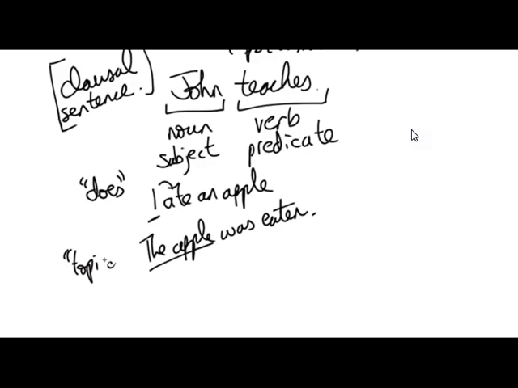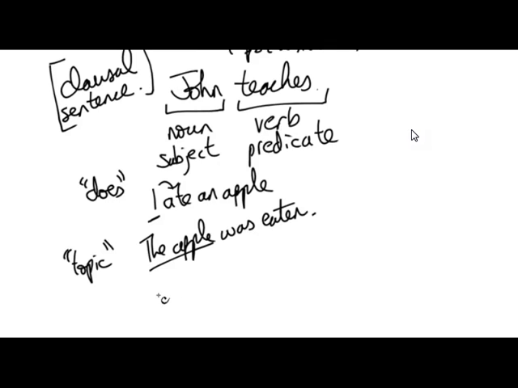Now that seems to be a little bit stronger because it's true for both of these, right? I'm talking about this sentence. What did I do? Well, I ate an apple. The apple is the topic of the sentence. What happened to the apple? Well, the apple was eaten. Now, that's true to some extent.